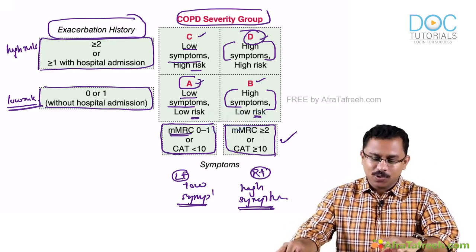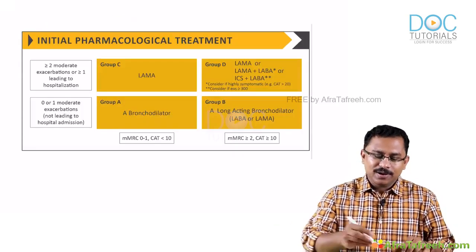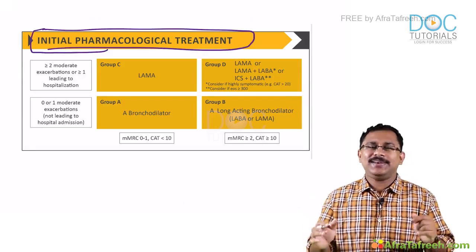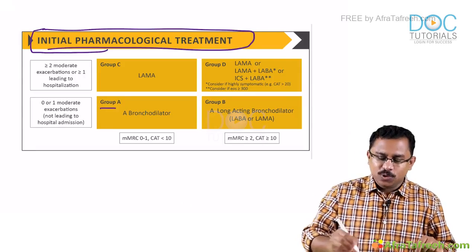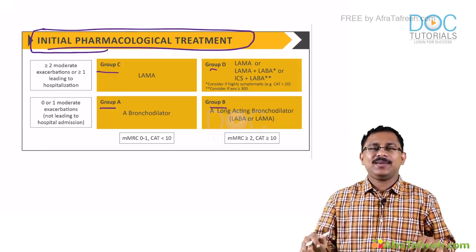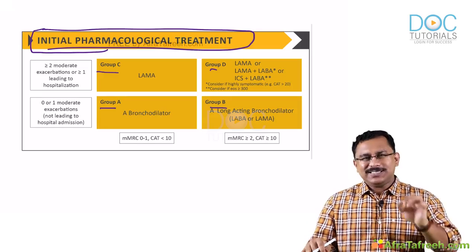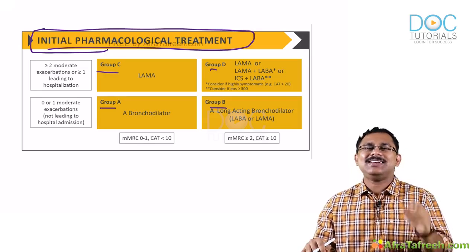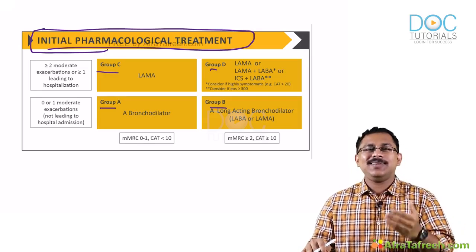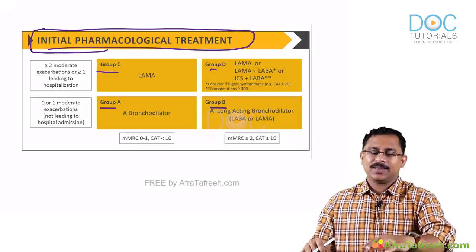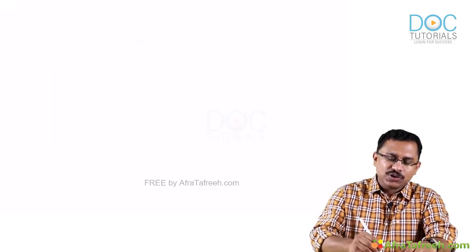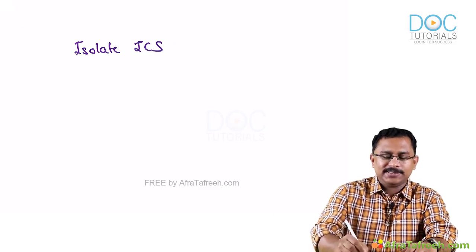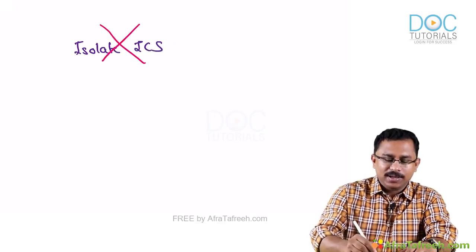Now let's come to the GOLD guidelines on the pharmacological treatment. How are you going to treat? Okay, you see there is a group A, group B, group C, group D. Now, first of all, let me tell you one of the major changes in COPD as per the GOLD guideline is that they said that isolated use of inhaled corticosteroids is not that advised.